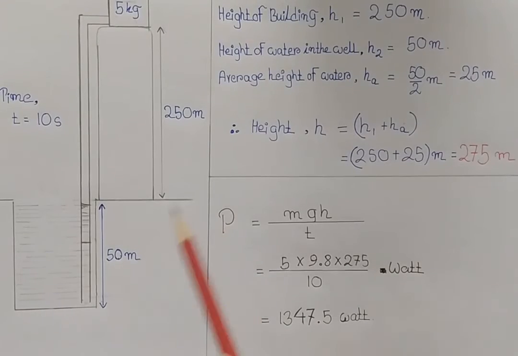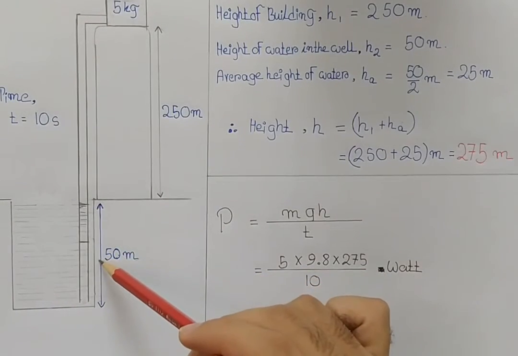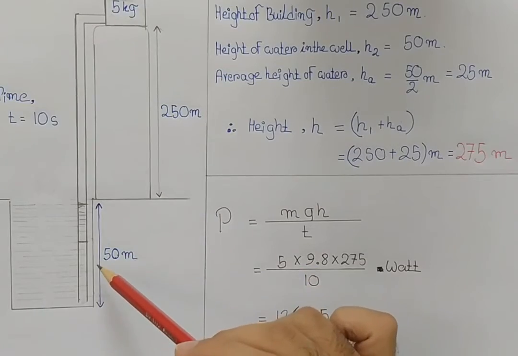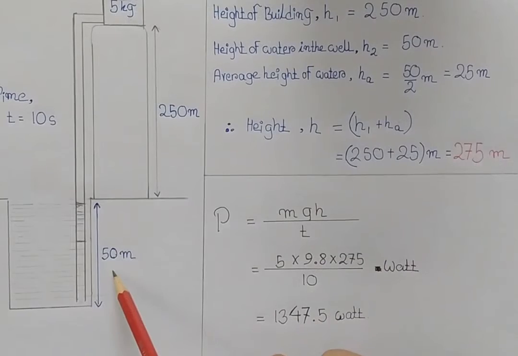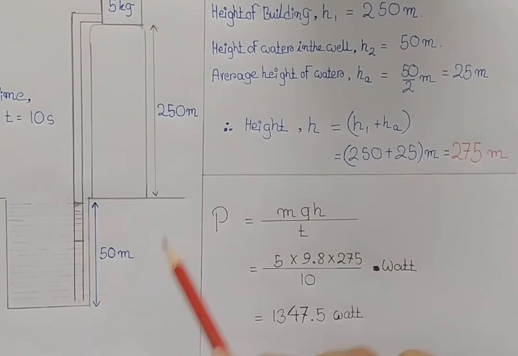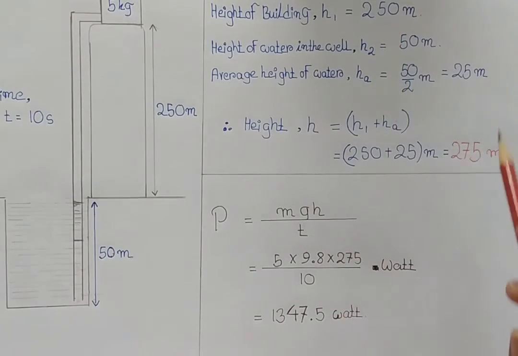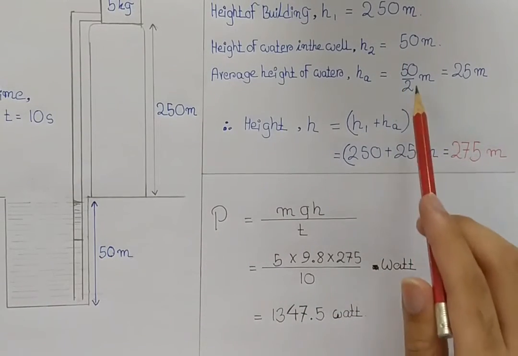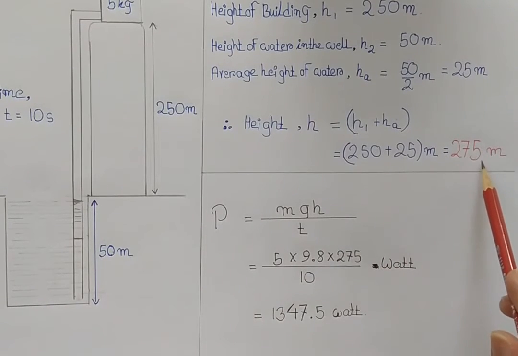Now the question arises, why should we take the average height of the well instead of the total height? As usual, we might take 250 meters plus 50 meters equals 300 meters, but it will be totally wrong. We need to take 250 meters plus 25 meters, which is the average of the 50 meters height, and the height will be 275 meters.